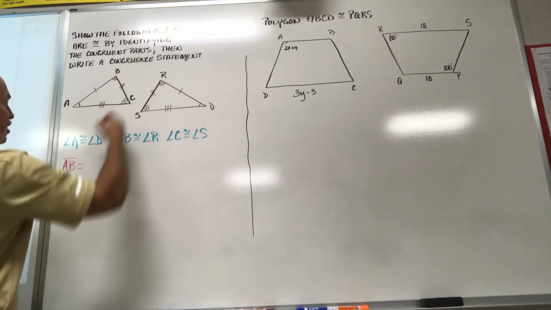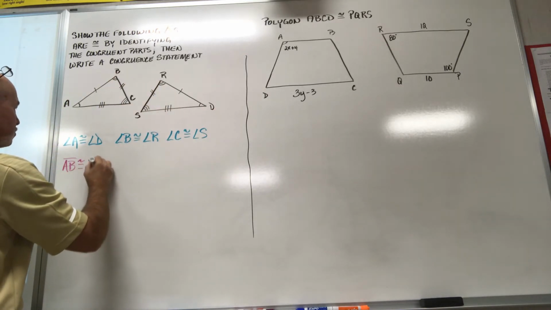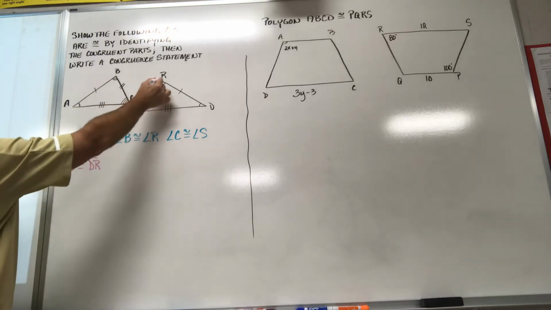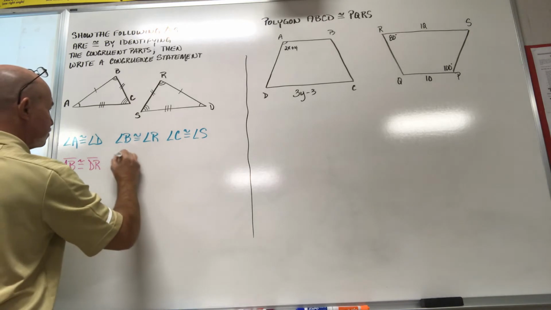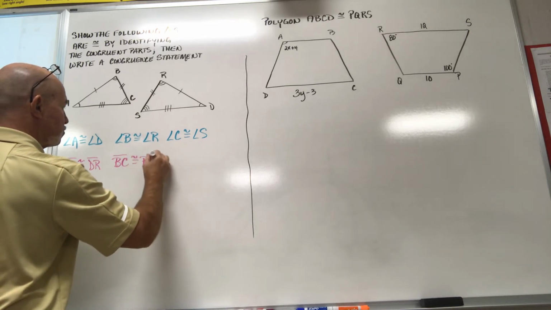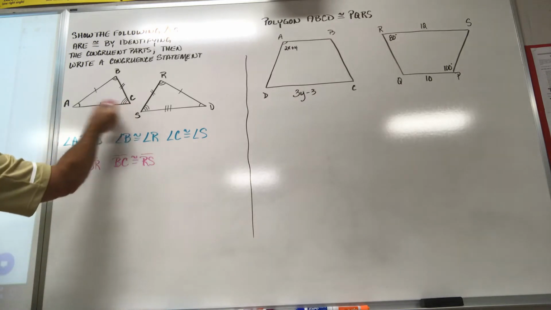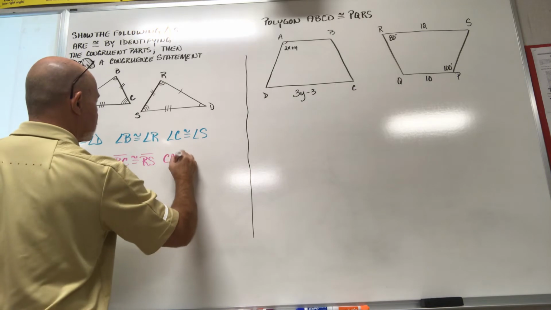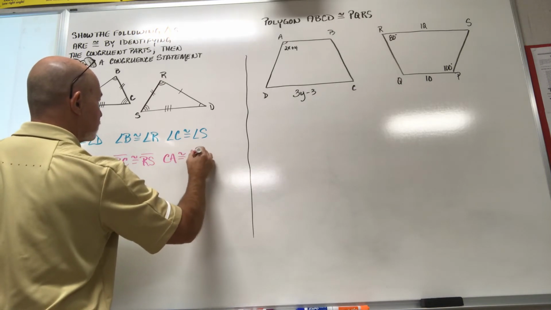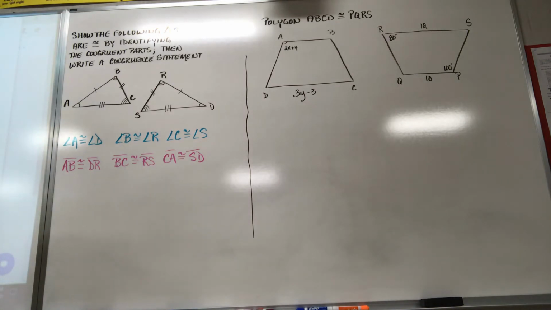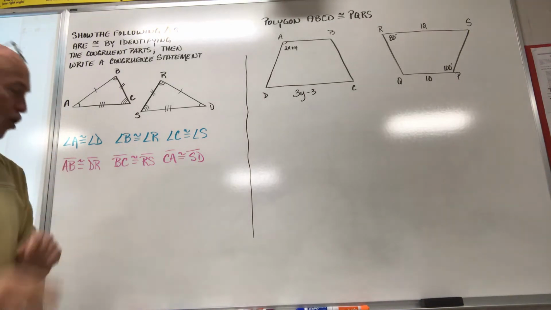AB congruent to DR. BC, RS. CA is congruent to SD. So there are the 6 parts.